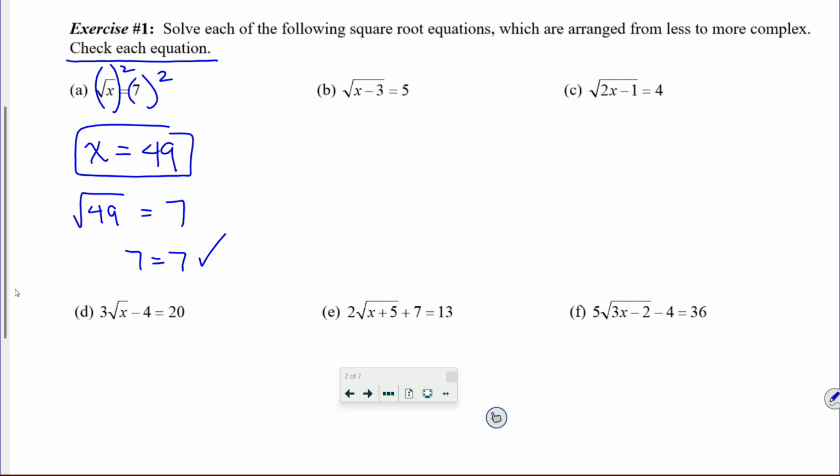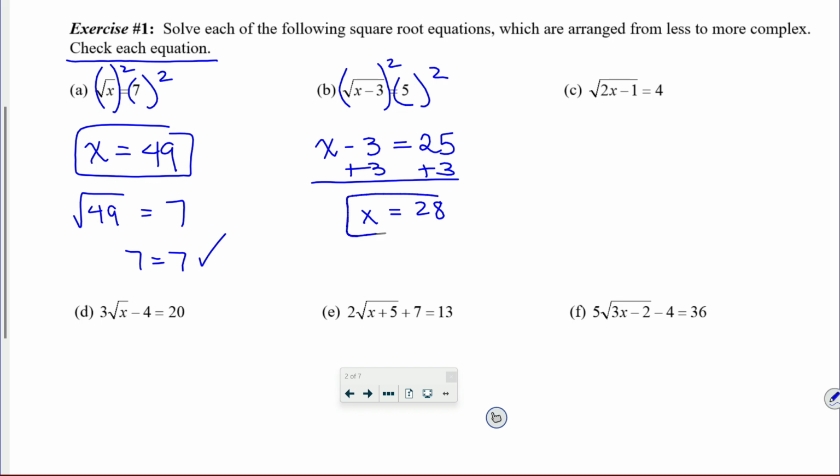We're going to take this, square both sides. That's going to leave me with x minus 3 is equal to 25. And then, of course, I'm going to add 3 to both sides. And I'm going to get x equals 28.